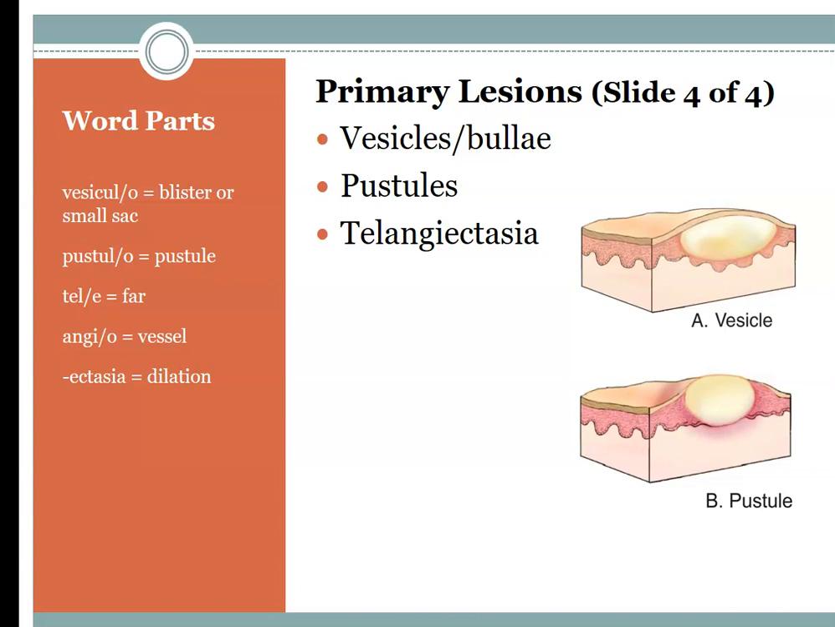And then your word parts would be vesiculo is blister or small sac, pustulo is pustule, tele is far, angio equals vessel, and ectasia is dilation.